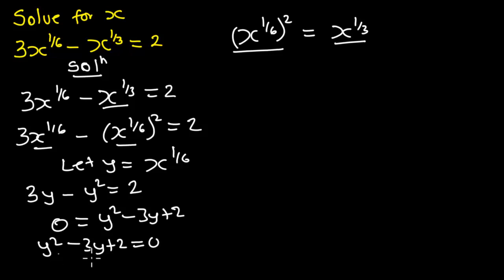Now from here we have a beautiful quadratic equation. And so what we are going to do is manipulate negative 3y in a way that when we multiply the two numbers we need to get 2, then when we add the two numbers we need to get negative 3. Let us pick negative 2 and negative 1. So negative 2 times negative 1 is going to give us 2. Then when we add negative 2 and negative 1, we have negative 3. So we are good to go.